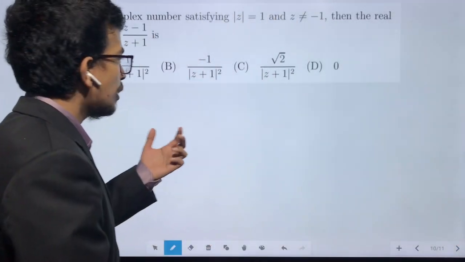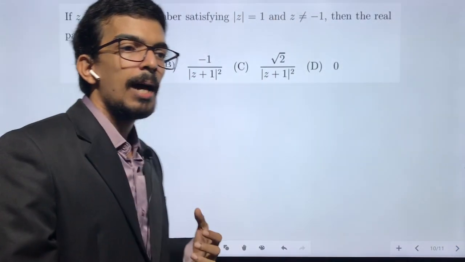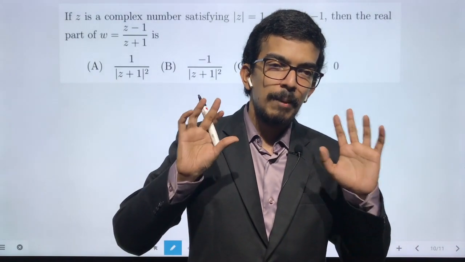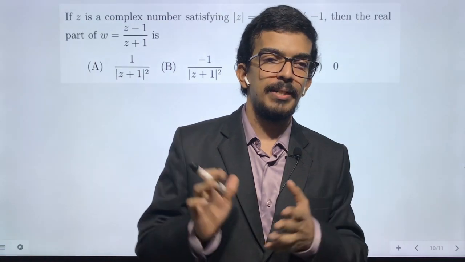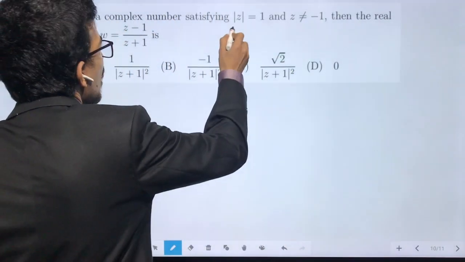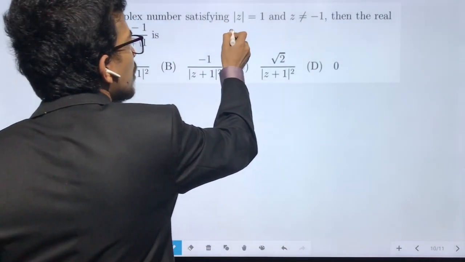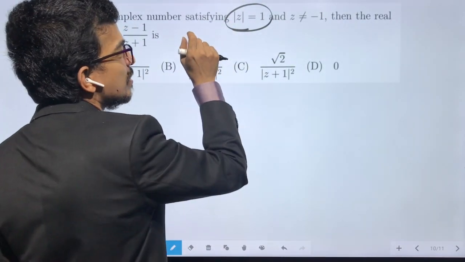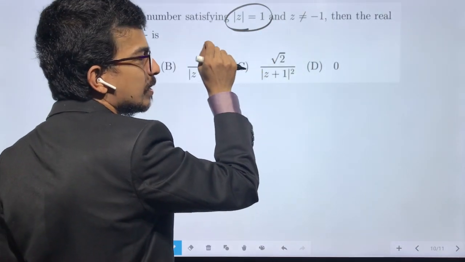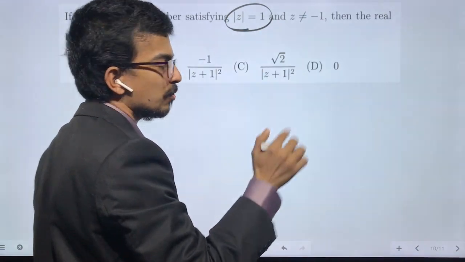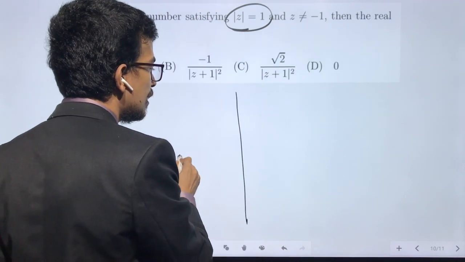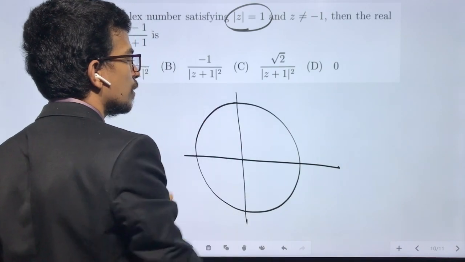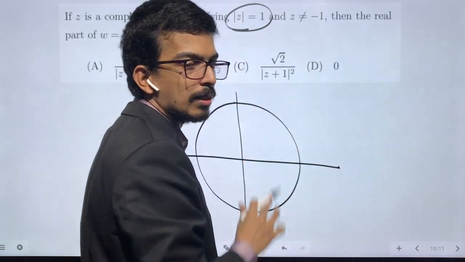Now comes the 9th method. In this method, I'm going to drop complete algebra. I'm going to represent everything geometrically. Now we have z, a complex number satisfying mod z is equal to 1. What does this mean? It means that the distance of z from the origin is 1 unit. So it is going to represent a circle centered at origin having radius 1 unit. So our z is going to lie on a unit circle.